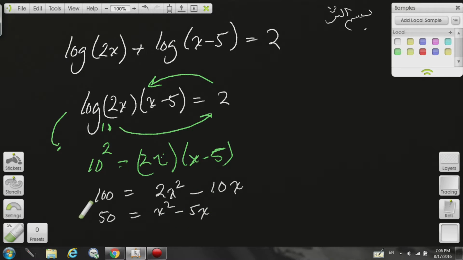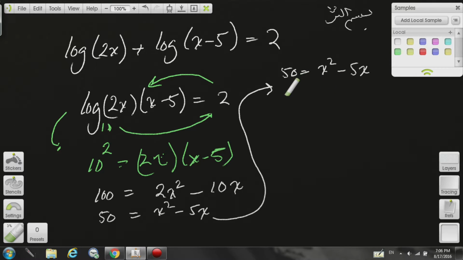This is a quadratic equation. I'm going to rewrite this over here: 50 equals x squared minus 5x. I'm going to bring the 50 over here, and then get x squared minus 5x minus 50 equals 0.